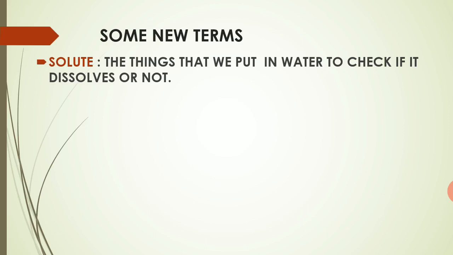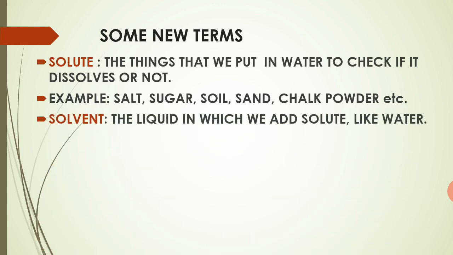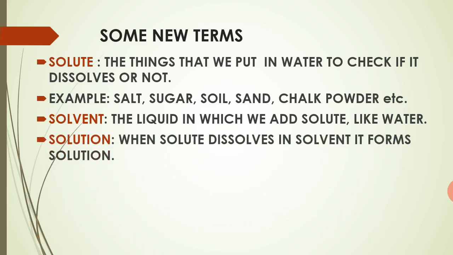Solute. The things that we put in water to check if it dissolves or not is called a solute. Examples: salt, sugar, soil, sand, chalk powder, etc. Solvent. The liquid in which we add solute is called a solvent, like water.